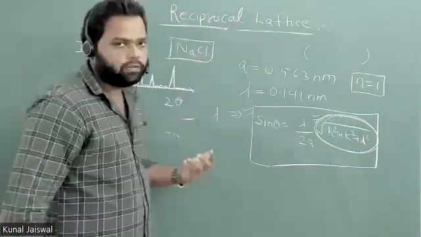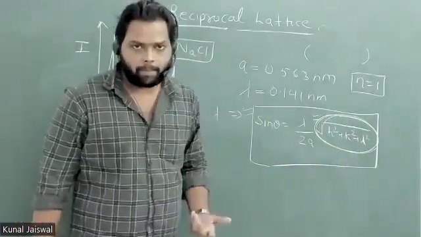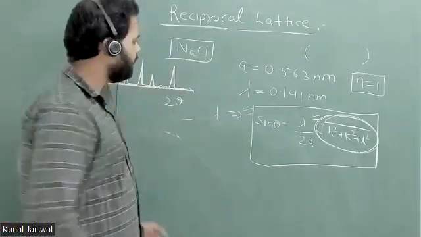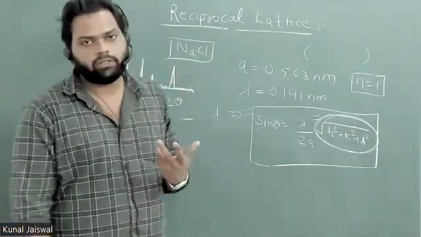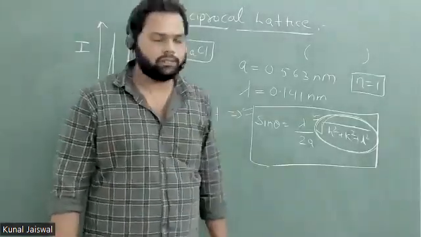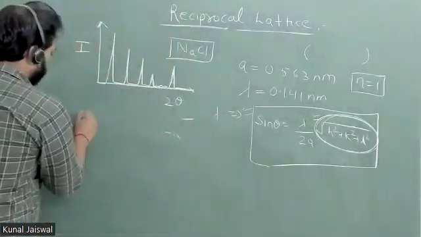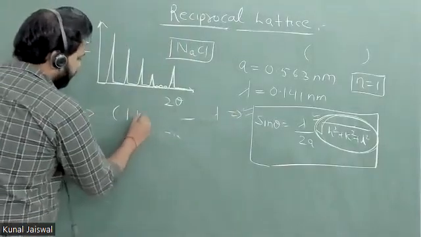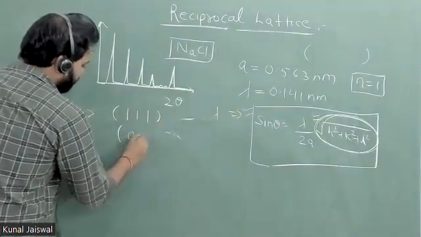Okay, now I am saying the crystal is sodium chloride and sodium chloride follows the rule as per the FCC. And what is the rule for the FCC? Either h, k, l should all be even or should all be odd. या तो सारे even होने चाहिए या तो सब odd होने चाहिए. So what are the most probable candidates? Either it will be 111 or it will be 002.